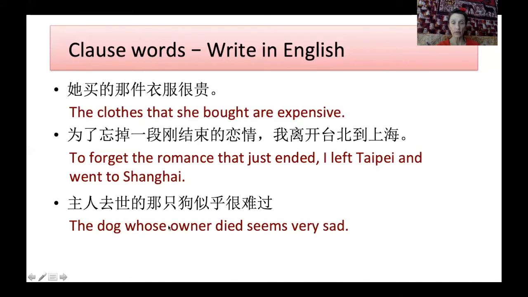I'll take my cursor and circle the word whose. And it's referring to an animal. It could refer to a person. We could switch this, but maybe it's the dog, the owner whose dog died is sad. But in this case, it's the owner who died. So the dog whose owner died seems very sad. All right, and let's do a little bit more practice.